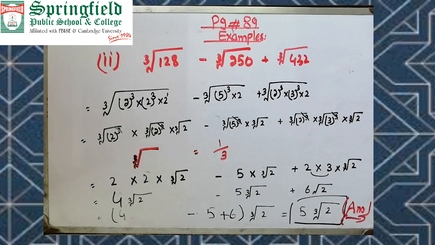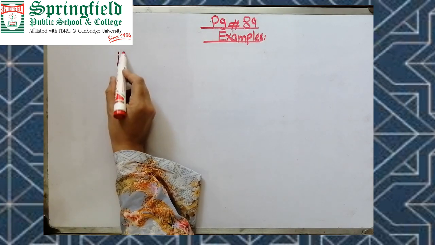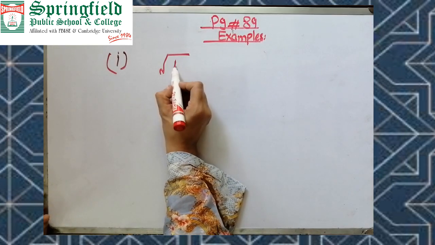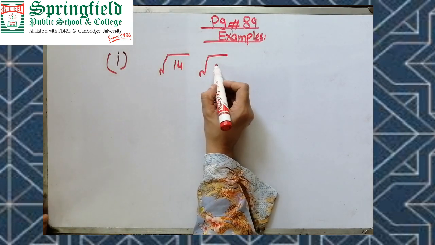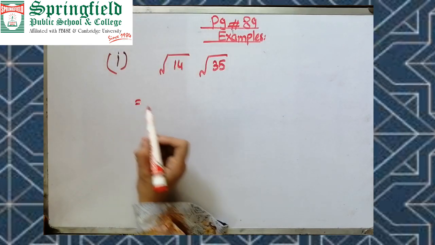Understood beta? Okay, now come to the next example. The next example is multiplication and division of surds. Okay, simplify the first part. As we have already discussed the properties of surds, these examples and questions are related to the properties of surds.